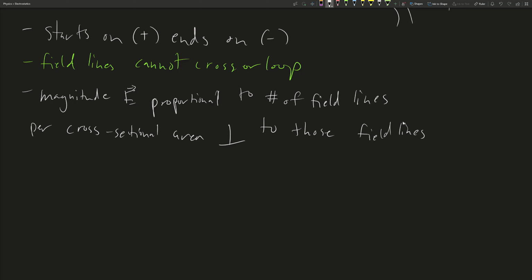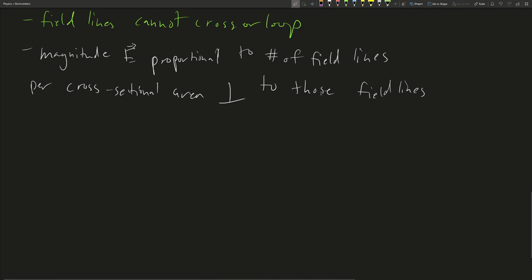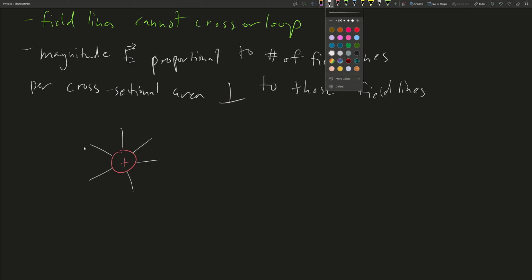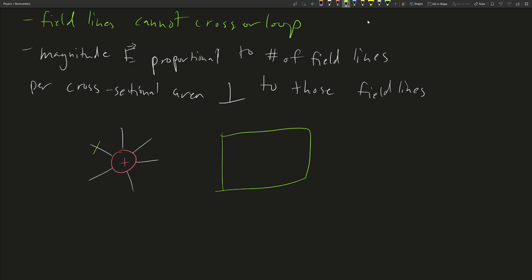And again, this goes back to field lines being in three dimensions. So if you had some charge here, and you have field lines coming off of it, notice that if you have a plane that's perpendicular, I'll draw this in another color, the strength of the field at this point is basically the density of field lines that cross through this cross-sectional area and are perpendicular to it.